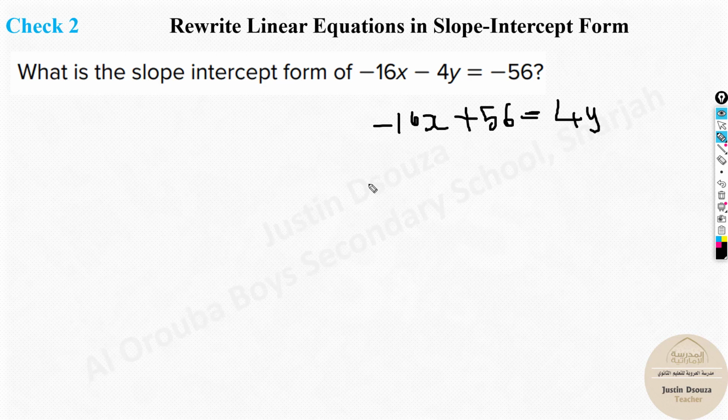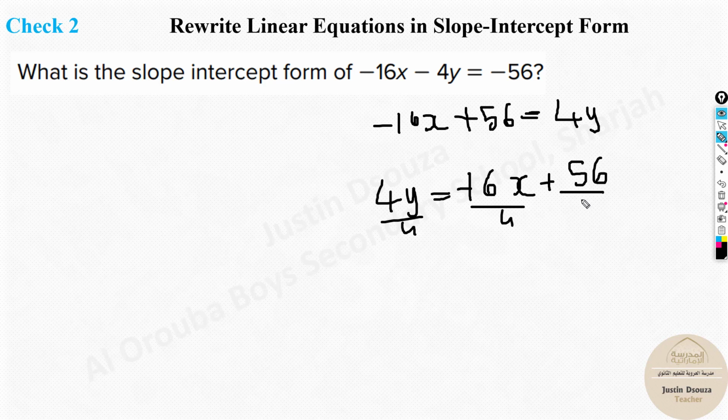Okay, I'll just rearrange and write this first. Now this doesn't change the sign because I'm just writing this equal to this and this. It's the same thing, right? They both are equal. It's negative 16x plus 56. Now you have to divide all the terms by 4. You can just think of this like this. Divide over here, here, and here.